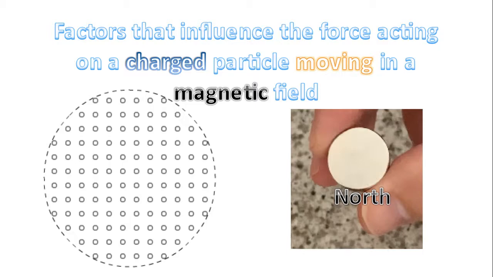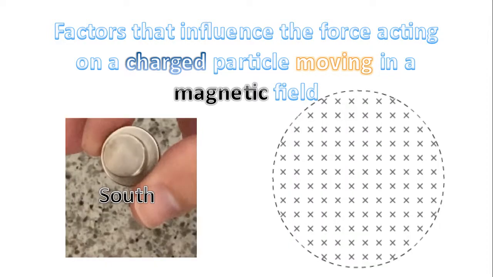To give you an idea, if the magnet is facing you, we use the symbol O to represent the magnetic field. In this case, the North Pole is facing you. If, however, you flip the magnet around so that now the South Pole is facing you and the North Pole is away from you, we use the symbol X to represent this magnetic field.